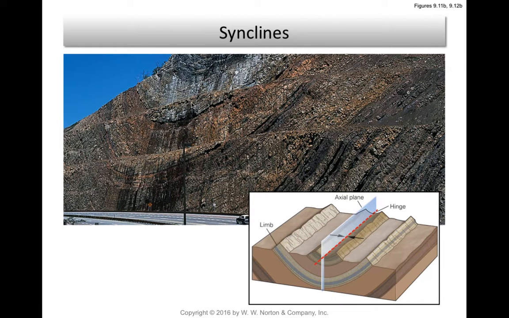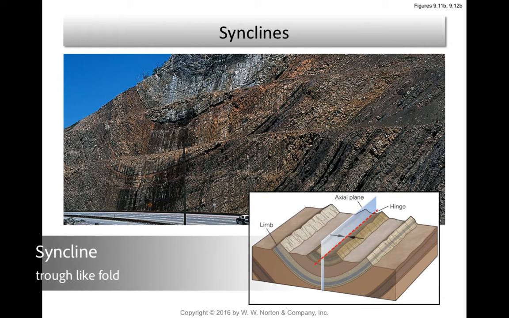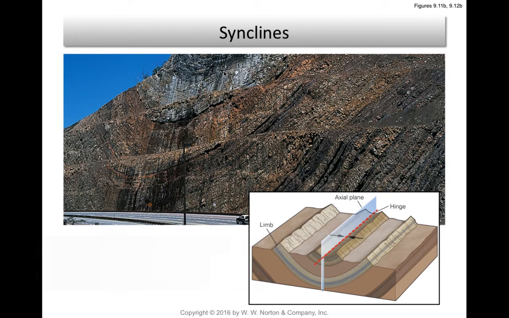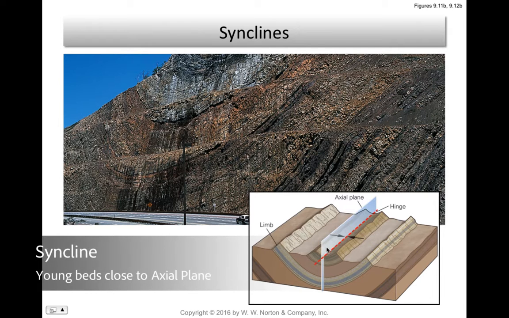Then for syncline, you can think of this as a trough-like U-shaped fold, right? This would have an axial plane coming right through here. There would be hinge lines going right through here as well. And so here's the hinge line, and there's the trough-like fold. Now, with our definition, like we did with anticlines, for the syncline, note that the younger units are closer to the axial plane, and as you go farther away, the strata get older.